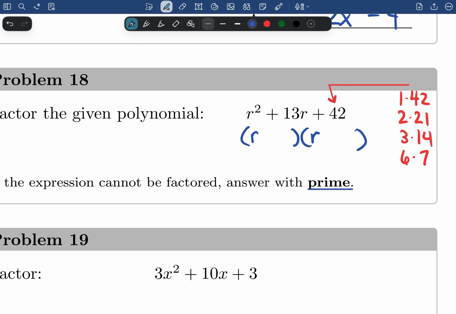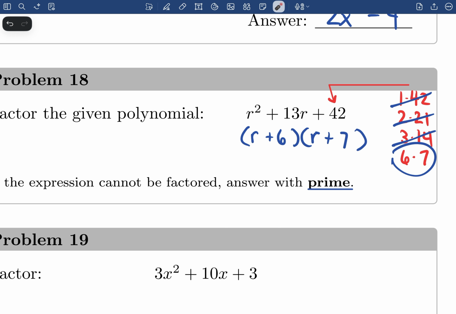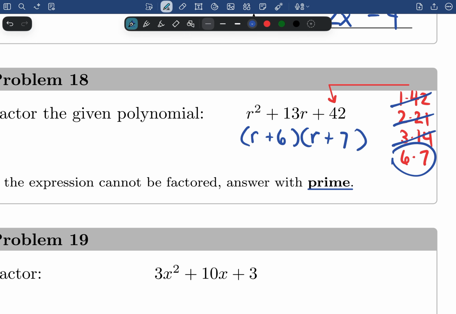And so 1 and 42 don't add together to make 13. And 2 and 21 do not add together to make 13. And 3 and 14 cannot add together to make 13. And I'm down to my last option. And it works because 6 plus 7 is 13. Okay? So I put a plus 6 and a plus 7. It doesn't matter in this case the order with which you do it. You could put the plus 7 first and the plus 6 second, right? And both my factors in this case were positive because of this plus plus situation I'm dealing with. But there you go. We just factored this trinomial.